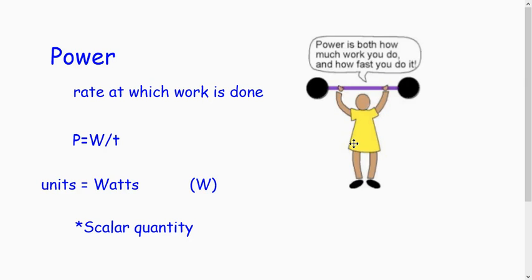So be very careful when you're writing your units and your variables that you know whether you're writing a unit or a variable. Power is a scalar quantity, even though work is a vector. The reason why is a little bit complicated and deals with calculus, so we're not going to have to go into that. Just know power is scalar.